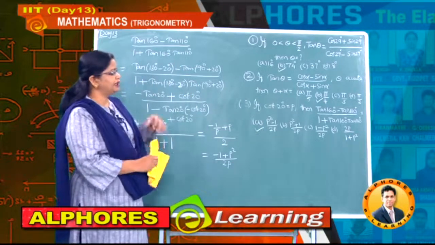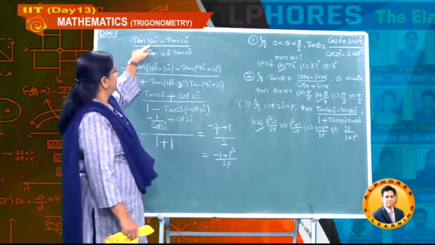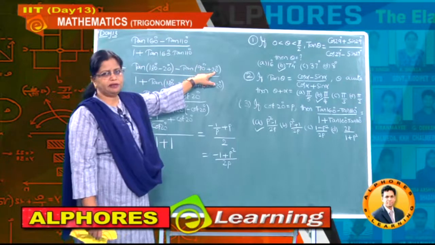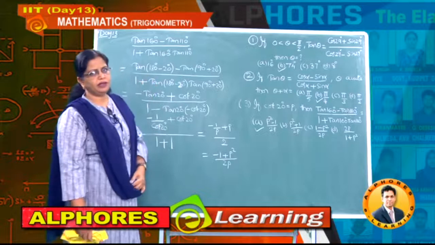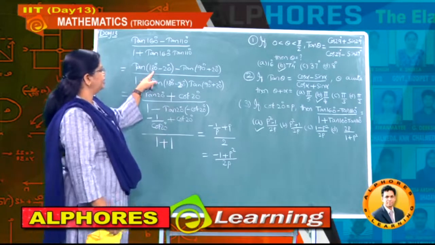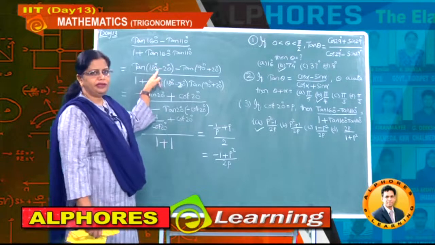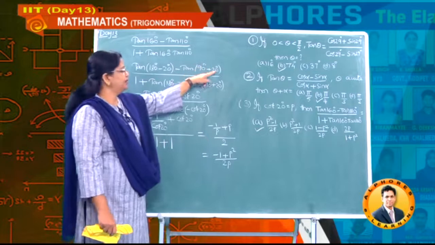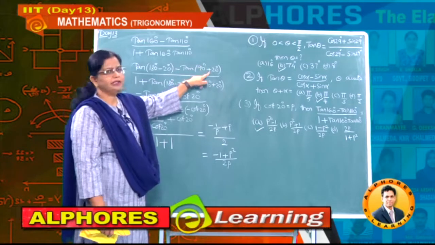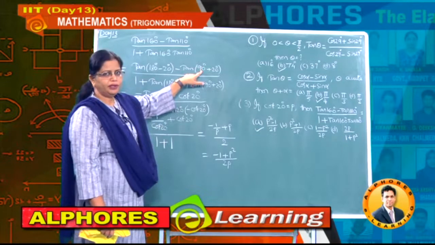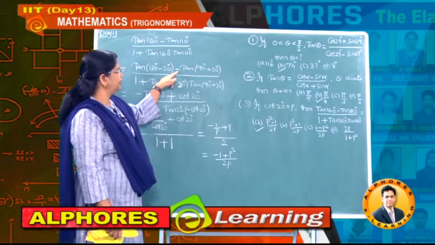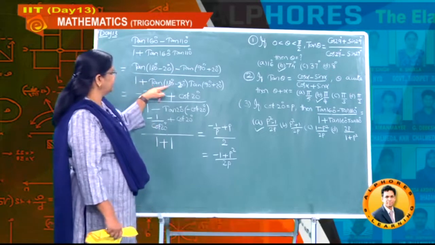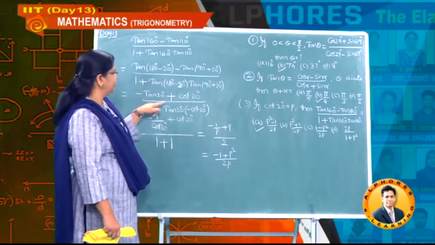So how did we start the problem? 160 degrees we wrote as 180 minus 20, and 110 degrees we wrote as 90 plus 20. Then we applied the allied angle concept. What is the allied angle concept? Tan of 180 minus theta is minus tan theta. And next, 90 plus means it is the second quadrant, and since it is 90 plus a value, we get the cot value, along with minus into minus, plus. So plus cot 20.